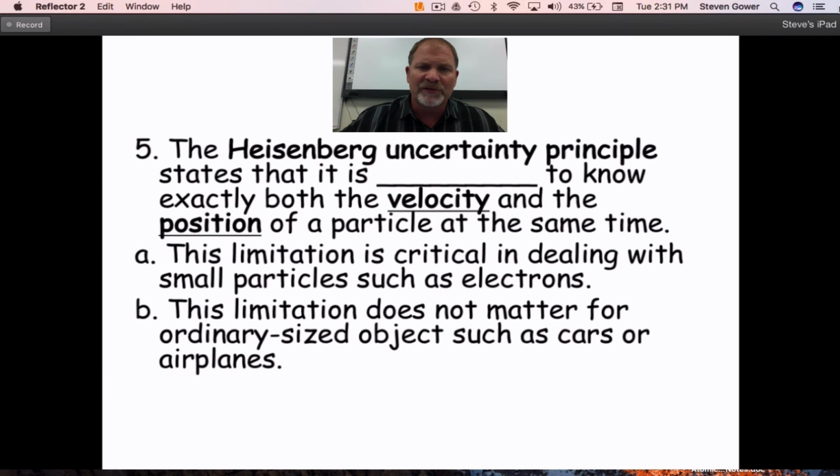The Heisenberg uncertainty principle, very important to know. The Heisenberg uncertainty principle says it's impossible to know both the exact velocity and position of an electron at any given time. The more we know about its velocity, the less we know about its position, or vice versa. So the more we know about one, the less we know about the other. So we can't know both of them at the same time. And that was the Heisenberg uncertainty principle.